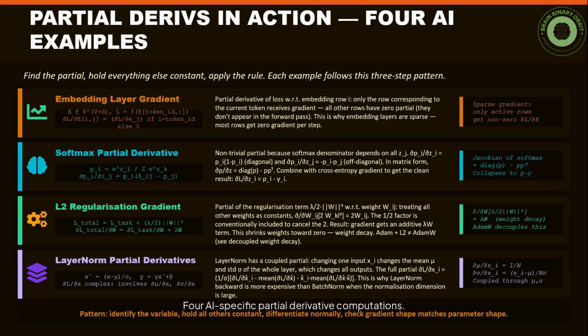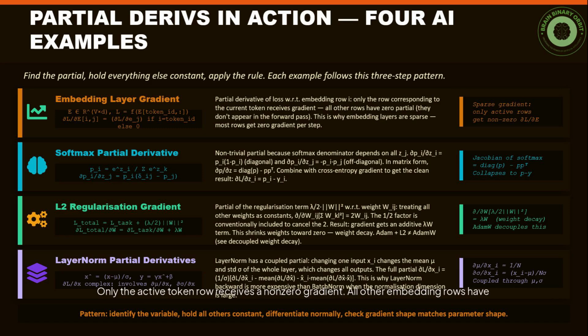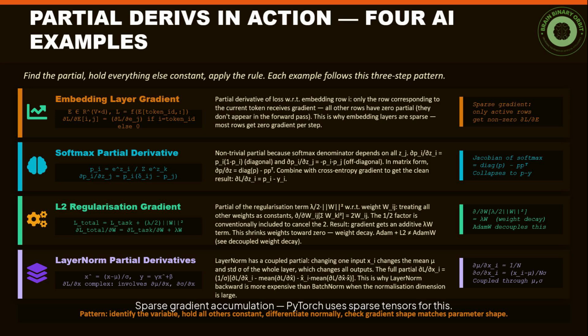AI-specific partial derivative computations. 1. Embedding gradient. Only the active token row receives a non-zero gradient. All other embedding rows have zero partial. Sparse gradient accumulation. PyTorch uses sparse tensors for this.